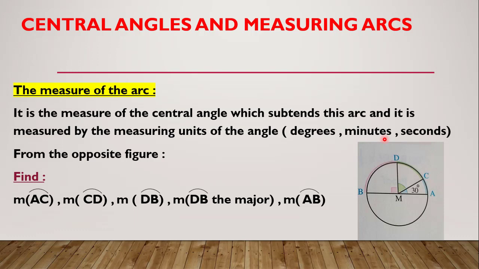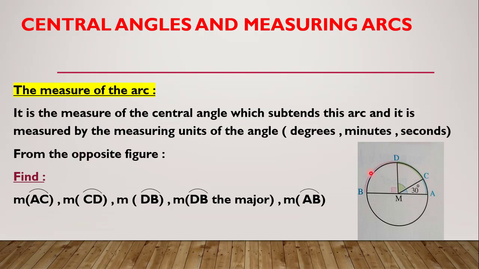So what do we mean by the measure of the arc? The measure of any arc is the same as the measure of the central angle which subtends this arc. If we have an arc, for example AC, the central angle subtending this arc is the angle AMC. So the measure of this arc is 30 degrees. It's measured by the measuring units of the angle: degrees, minutes, seconds. This is the measure of the arc.